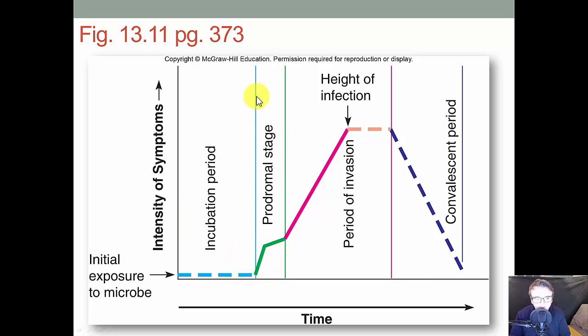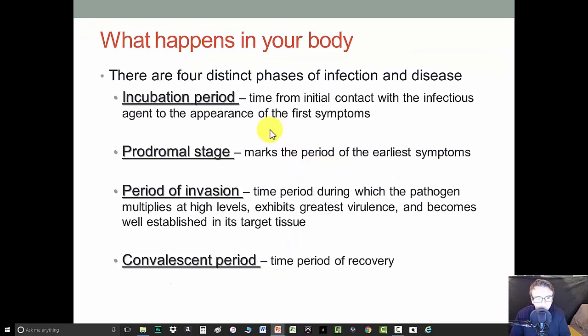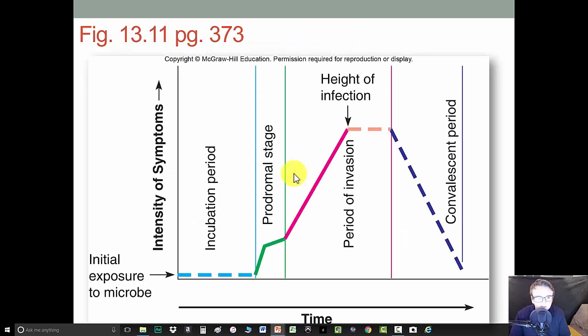So incubation and prodromal is a term that describes the beginning stage of infection, typically when the host just begins to feel symptoms. Invasion represents the height of infection or the steps leading up towards that, kind of classified as one big chunk here, but technically there's a gradation there. And then the convalescent period is the general time period in which the host is recovering and the symptoms subside. Okay, so again, if you're in lab, you've seen these, and these are relatively straightforward. You just have to recognize what each of them means.